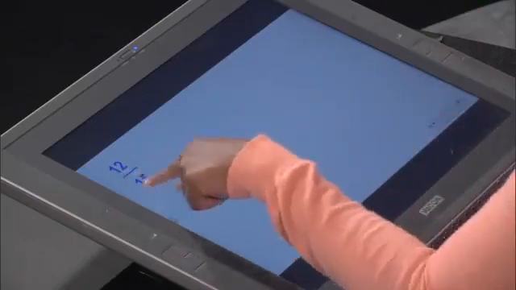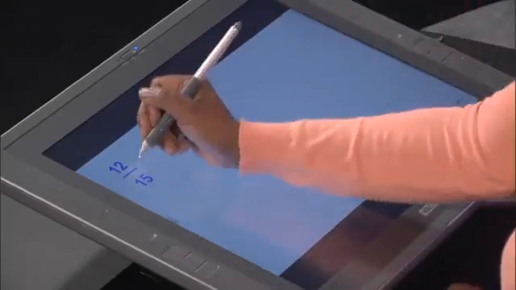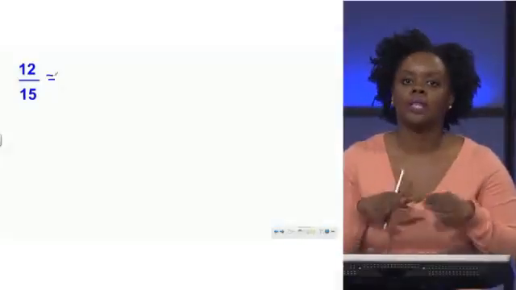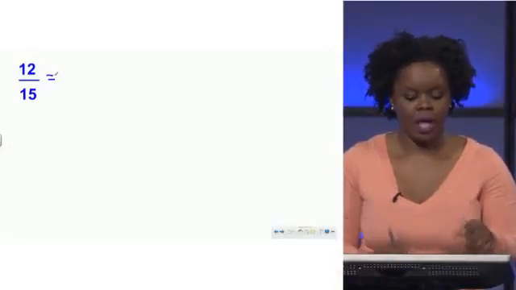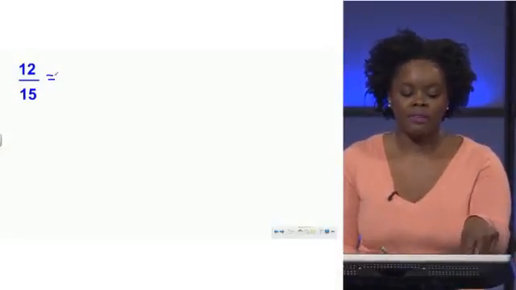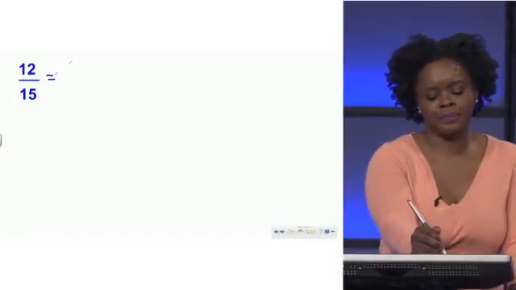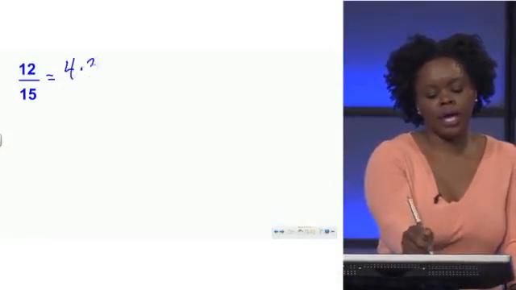So, for example, 12 divided by 15. I want to find factors of 12 and 15, and I want there to be a greatest common factor between them. So if I think about 12 and think about 15 and think about the factors, the pair that's going to work for me here, I know 4 times 3 is 12.